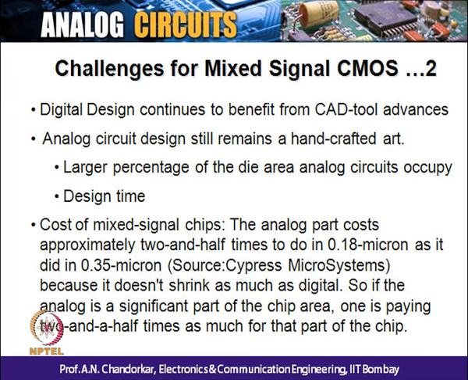Cost of mixed signal chips: the analog part costs approximately 2.5 times more in 0.18 micron than it did in 0.35, because it does not shrink like digital. In digital, everything scales, half for 0.25, half again for 0.1. Nothing happens in analog like that. So that cost never reduces, it actually increases as you go further. It's worrying that analog blocks are costlier than digital blocks as you shrink, because you require more effort to design on that. Is that okay?